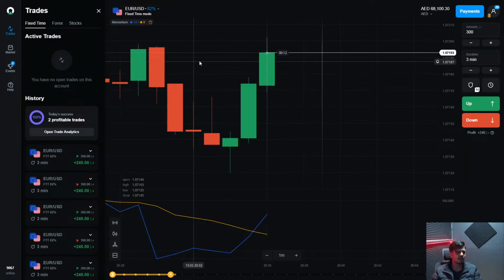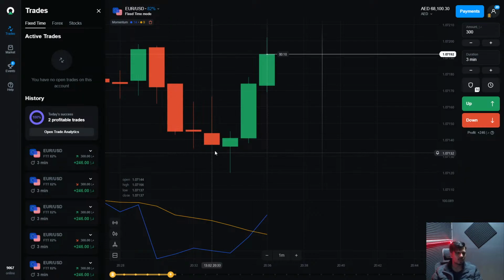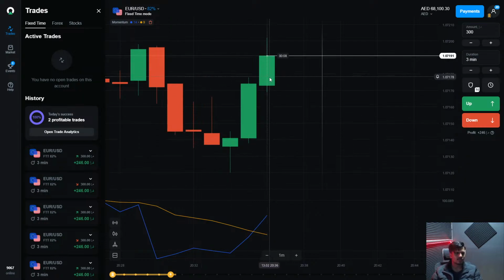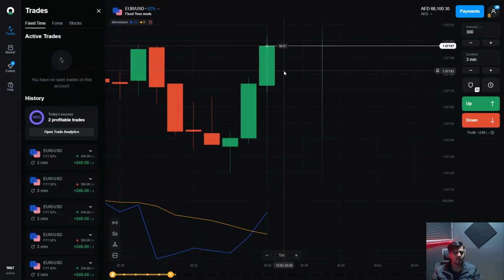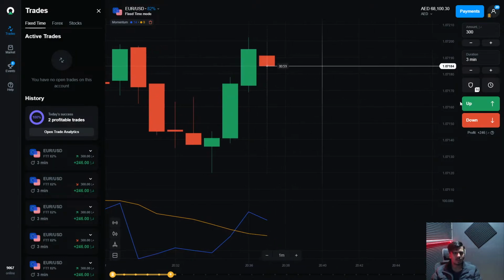See, guys, it's exactly like this. These two downward and these two upward. 5, 4, 3, 2, 1, and it will give us a new line down. But it can come back again to the upward, guys. See, it can move again to the upward.